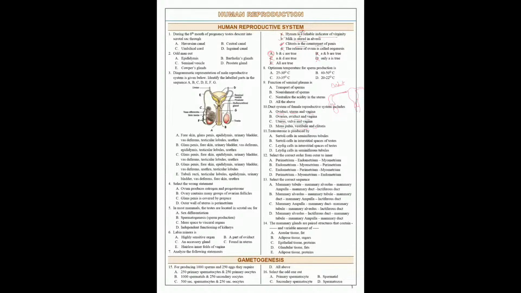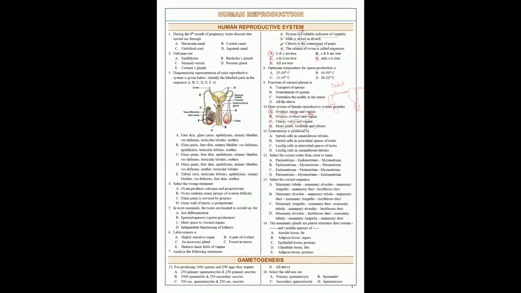Now, duct system of female reproductive system includes, what is the duct system of female reproductive system? Duct system of female reproductive system includes oviduct, correct? Here it is oviduct. Uterus, it is not a duct actually, but it's a cavity. Vagina, it is a duct, a canal here. Ovary is given wrong. Vulva, it's given here wrong. It's not duct system. Mons pubis wrong.